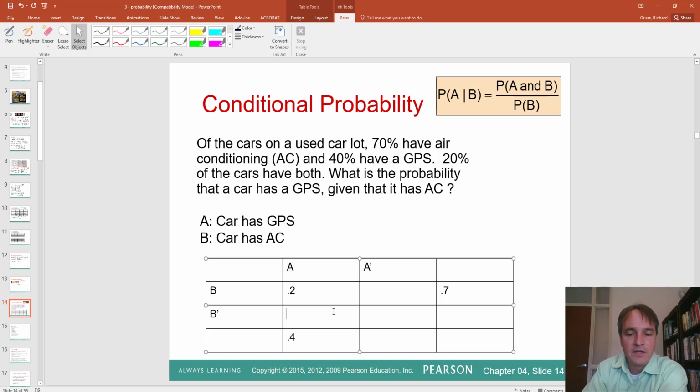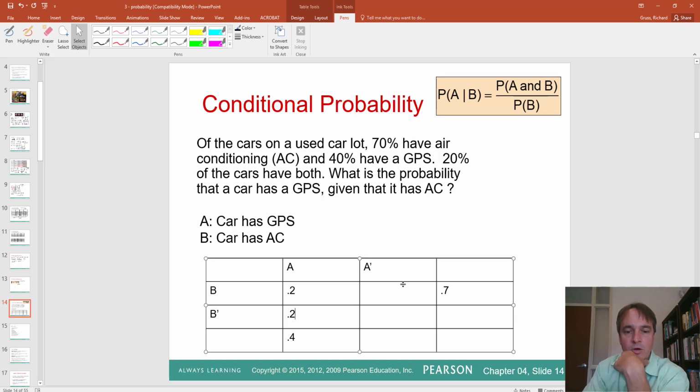Now, it turns out we can use a combination of logical deduction and simple math to fill in the rest of this. So we know that these two have to add up to 0.4, right? Because if 40% have GPS and 20% have GPS and AC, that would mean that 20% have GPS and not AC. Okay, and we know that these add up to 0.4.